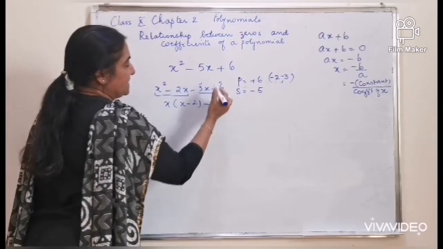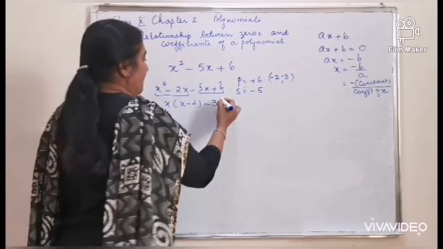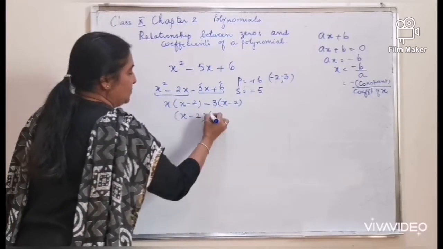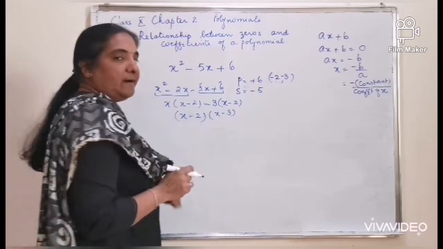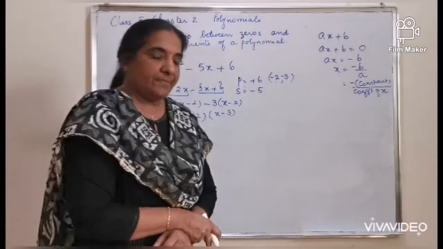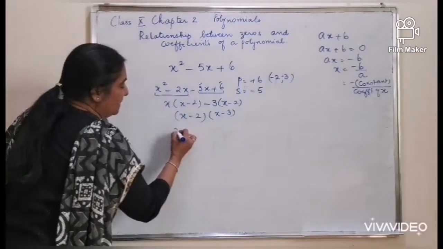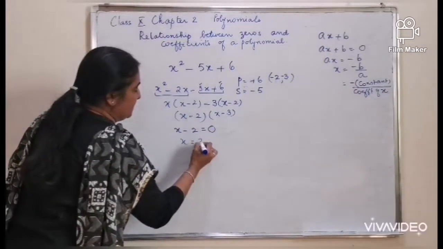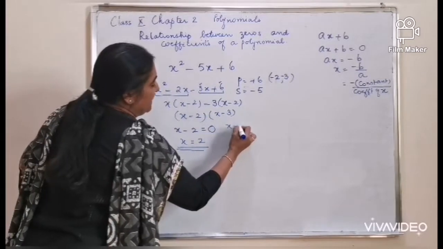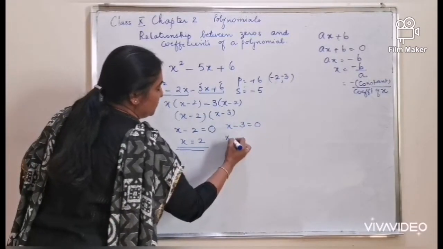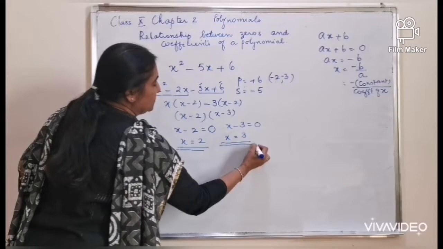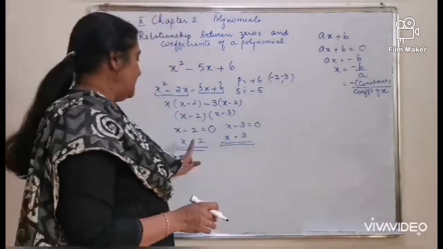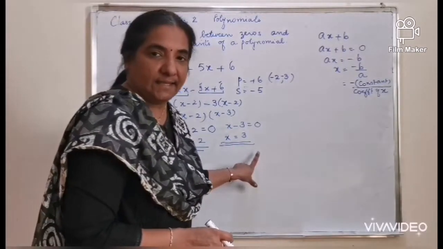minus 3 and 6 common factor is 3, x minus 2. x minus 2 into x minus 3 are the factors. The zeros are x minus 2 equal to 0, x is the value 2, x minus 3 equal to 0, which shows that x equal to 3. Thus, the two zeros of this quadratic polynomial are 2 and 3.